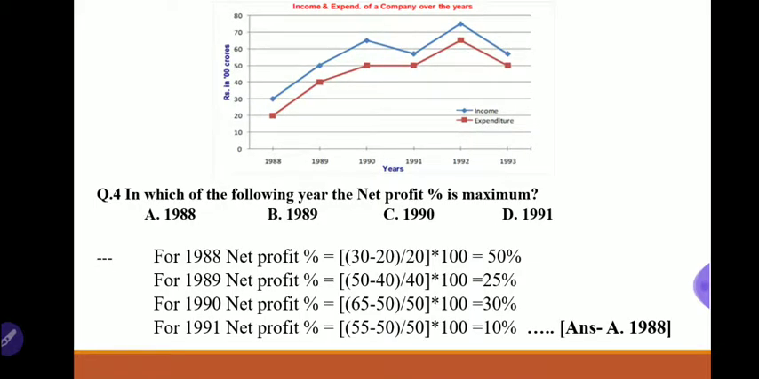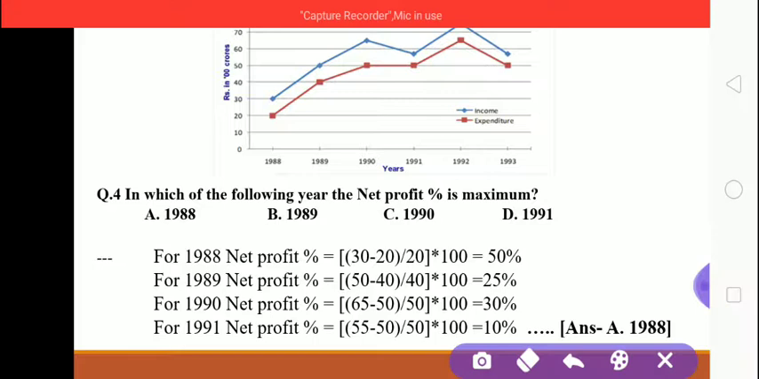Next, in which of the following years is the net profit percentage maximum? So here also you have to calculate the net profit percentage for every year. Not every year, but just the options given, so you have to calculate it for 4 years. So again use the same technique: don't calculate the exact value of the percentage, just take the ratio and the formula.